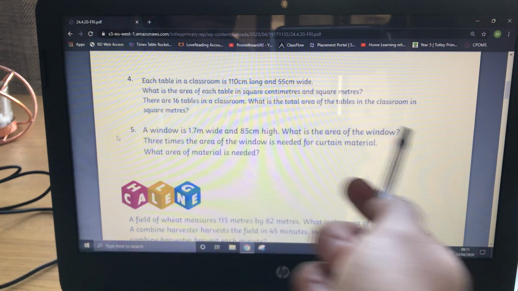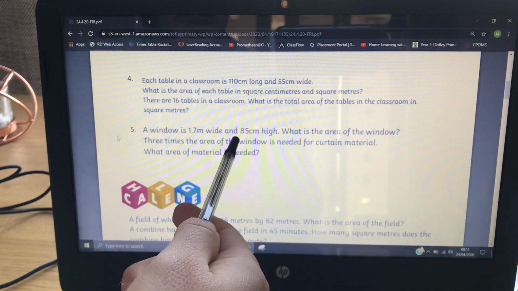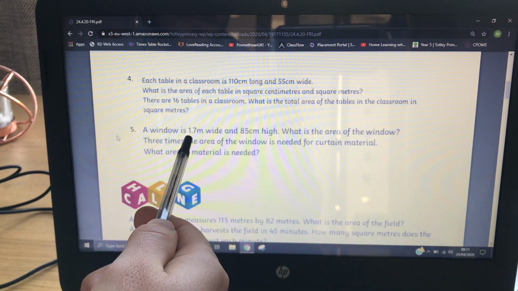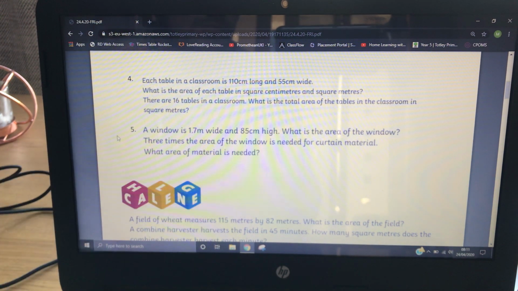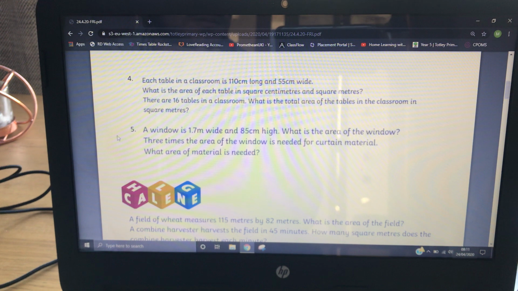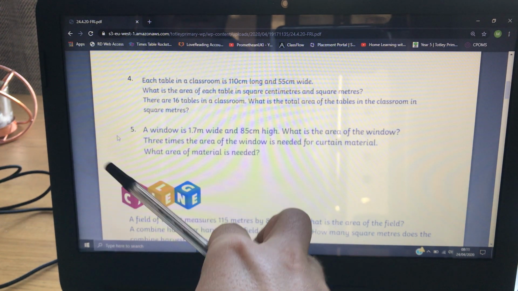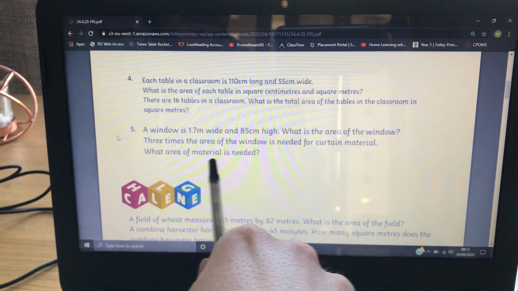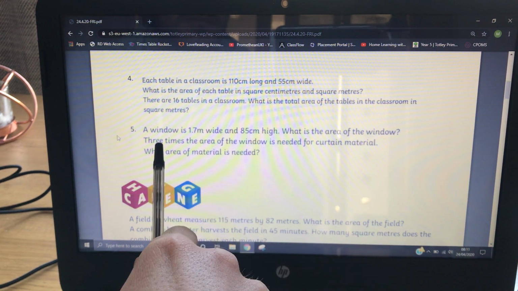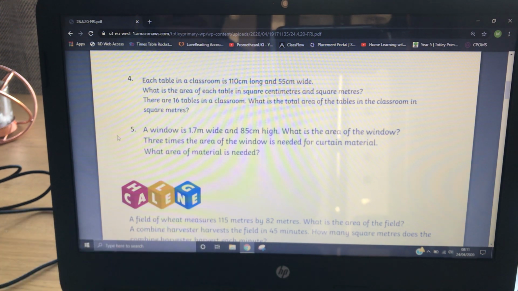Right, well that's the first thing we've got to do then, because there's a question there. So instantly you're going to do 85 times 1.7. So get your column in. And you should have a one decimal place answer there. 3 times the area of the window is needed for the curtain. What's the area of material needed? So whatever this answer is, times by 3. These word problems, they may look hard, but actually they're all just multiplications. They're all just find the area.